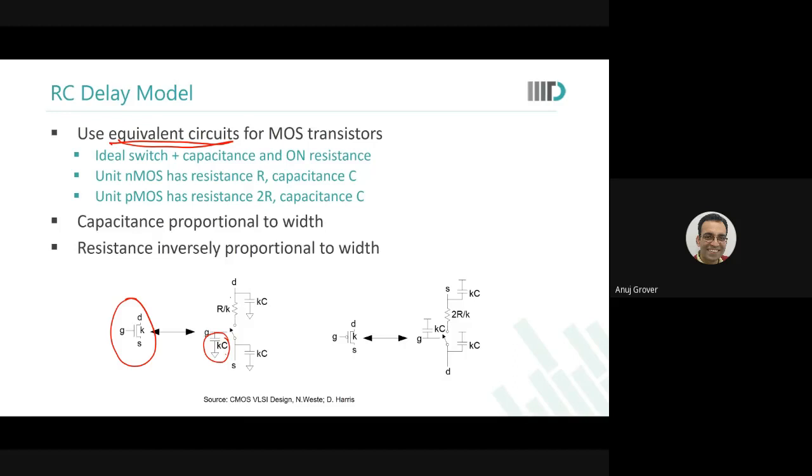What is the resistance of that NMOS? Because the device is larger, it will sink more current. It can sink more current for the same VDS. It means it has lower resistance. So R by K. Are you with me? Yes. Is this part clear? Yes, sir. Okay. Now we come to the PMOS.